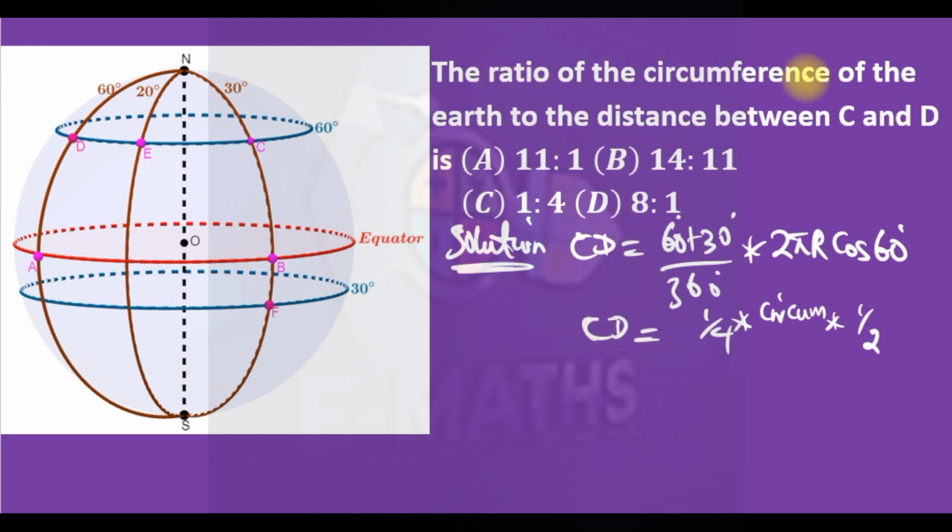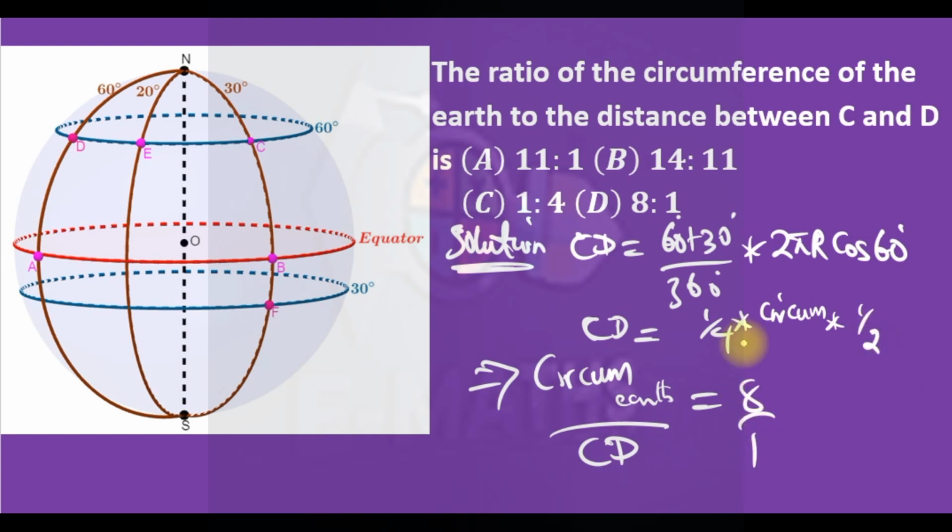So we're asked to find the ratio of the circumference of the earth over CD, the distance between C and D, which is now 4 times 2 is 8, 8 over 1. This is like circumference over 8. 4 times 2 is 8. So the answer is 8 is to 1. So it's a logical equation, very simple. Option D. Thank you.